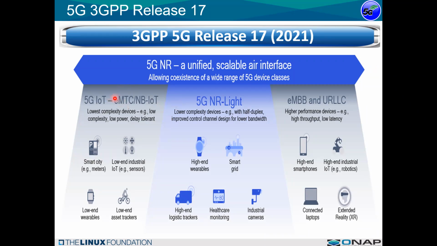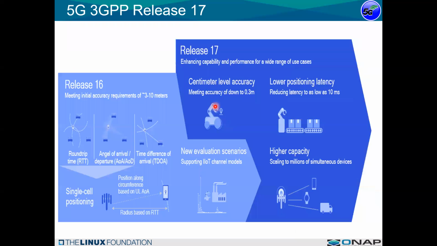So these are lower bandwidth things and applications, low complexity, low power, and delay tolerant, that are aimed at device-to-device communications. 5G NR Lite for lower complexity devices with half duplex and improved control channel design. And then, of course, the higher performance stuff for eMBB, so high-end smartphones, streaming video, or ultra reliable low latency communications that require very low latency, like controlling devices remotely.